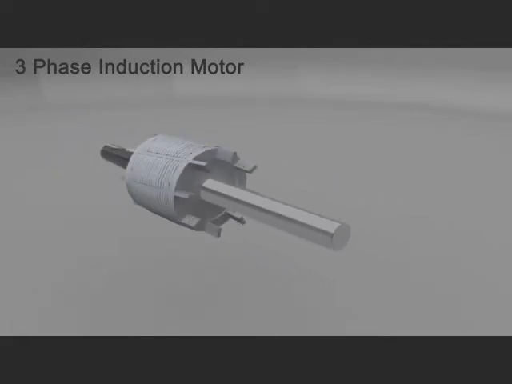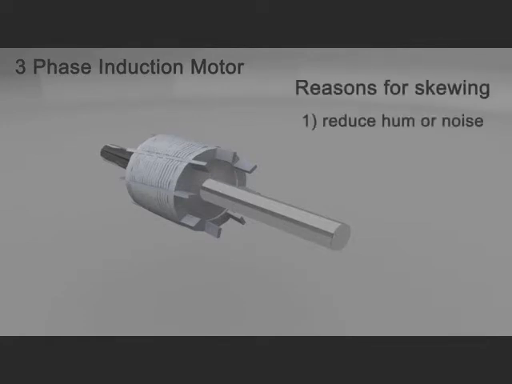The slots are not exactly parallel to the axis of the shaft but are slotted a little skewed for the following reasons. Number 1. They reduce magnetic hum or noise. Number 2. They avoid stalling of the motor.